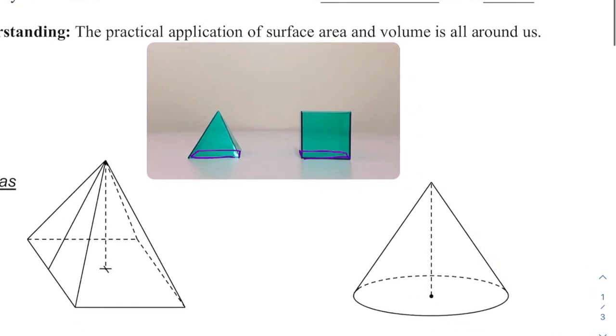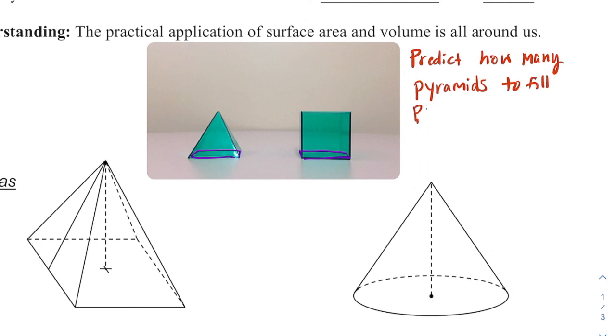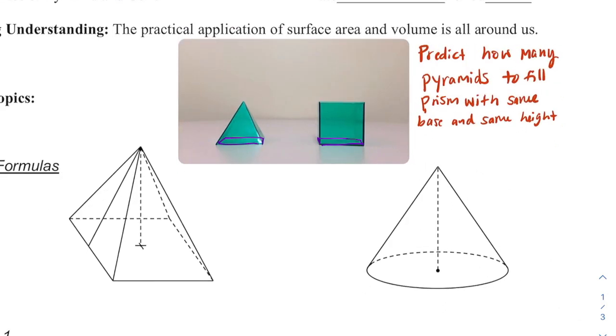So here is your challenge. I would like you to predict how many pyramids you think it would take to fill the prism with the same base and the same height. I want you to just write it down. Maybe write something like, I predict blank pyramids to fill the prism.